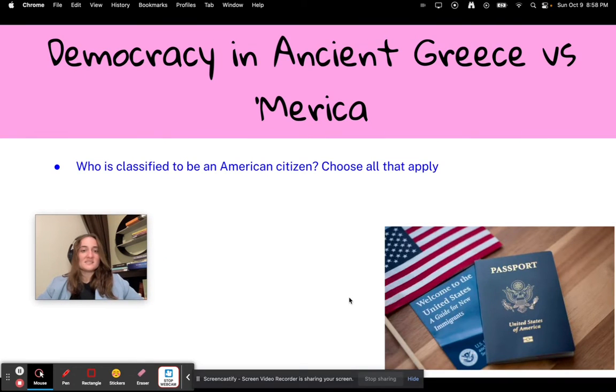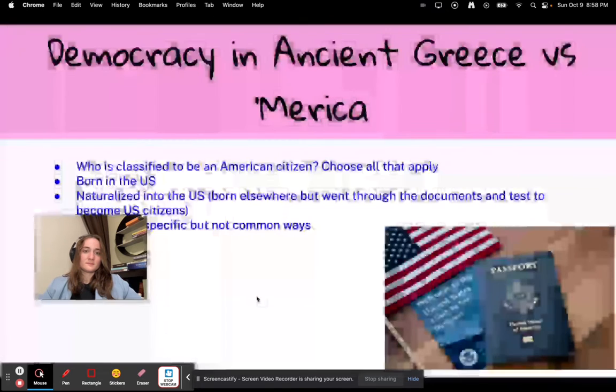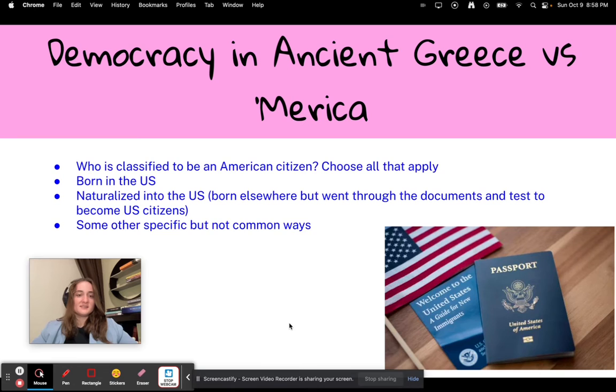All right, who is classified to be an American citizen? Choose all that apply. That's right. There are quite a few definitions of citizens, but the big two are that you're born in the United States, or that you are naturalized into the United States. That's where someone's born elsewhere, but went through the documents and test to become a US citizen. And then there are some other specific ones as well. But I don't want to run out of time.